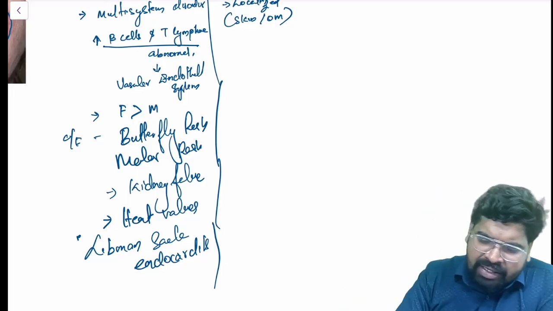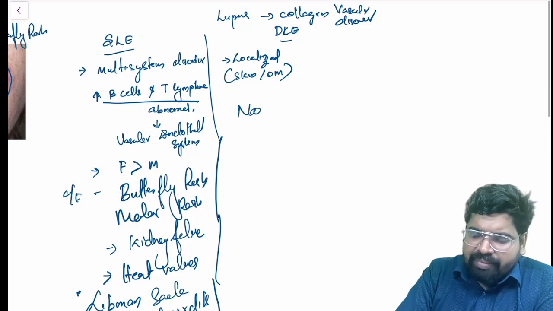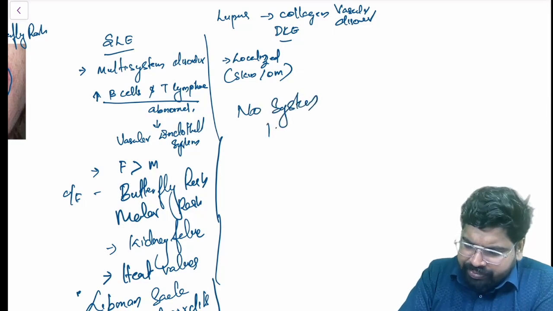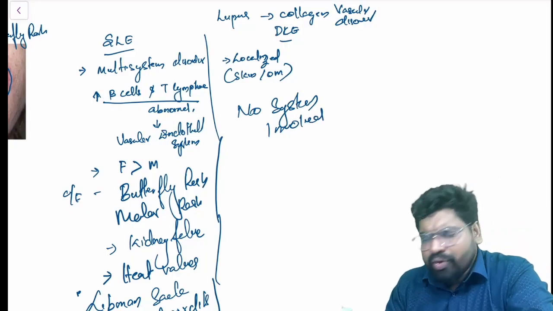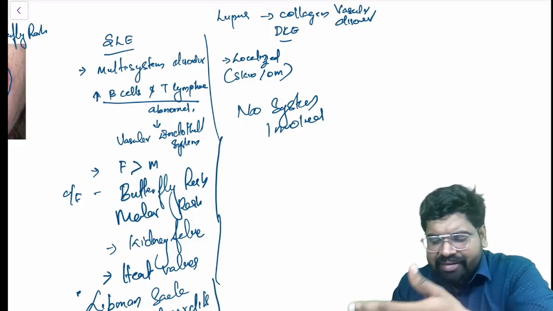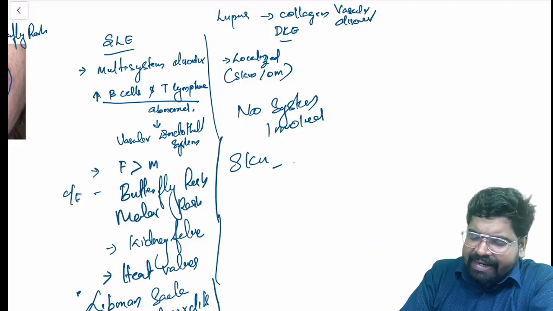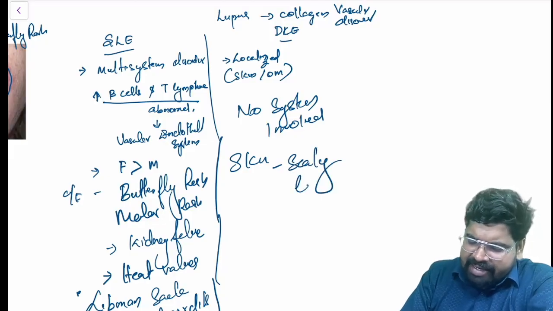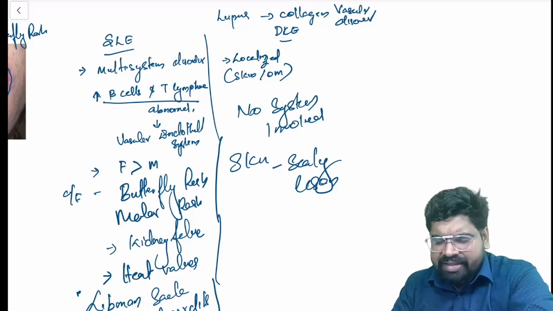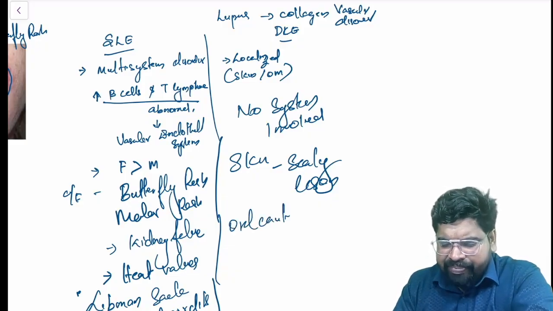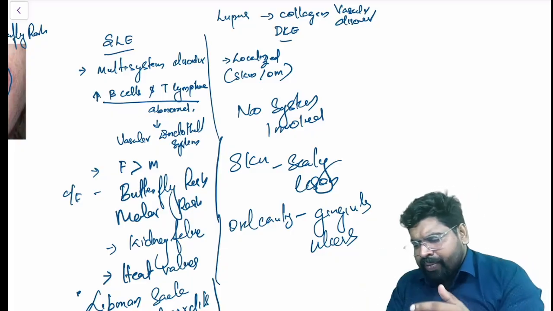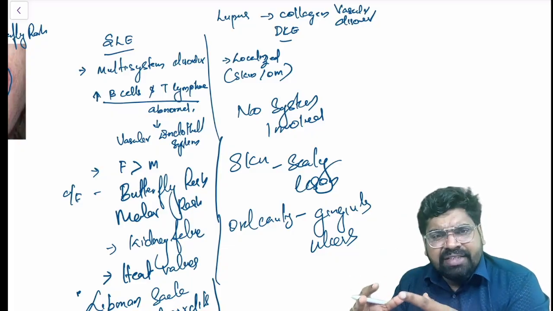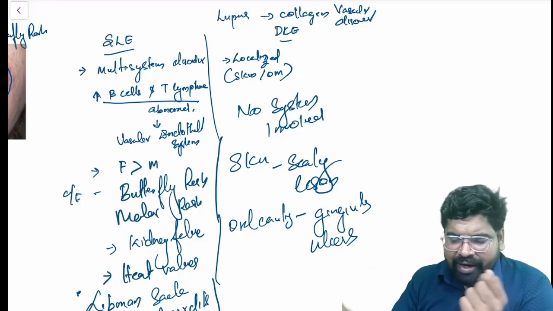But in DLE there are no systemic symptoms. No system is involved. Only your skin and the oral mucosa are involved. On the skin you see some scaly lesions, and you can see some scaly lesions in the oral cavity. You will see gingivitis and erythematous ulcers.